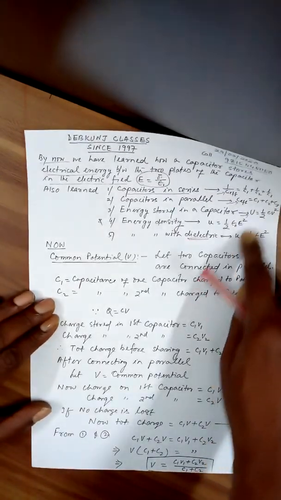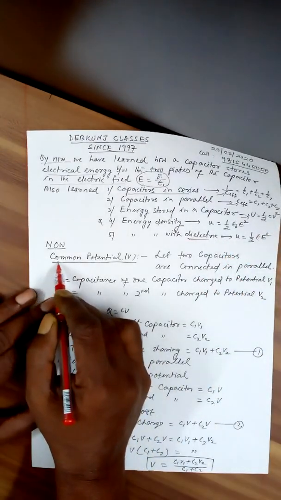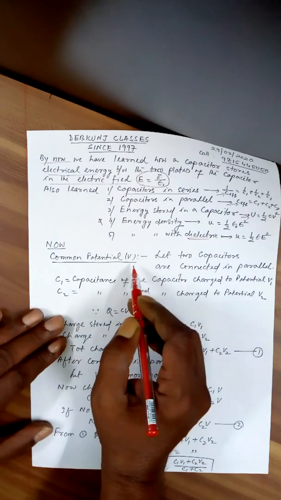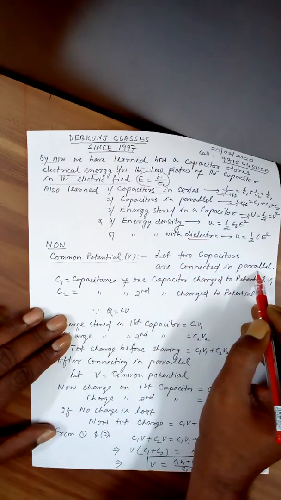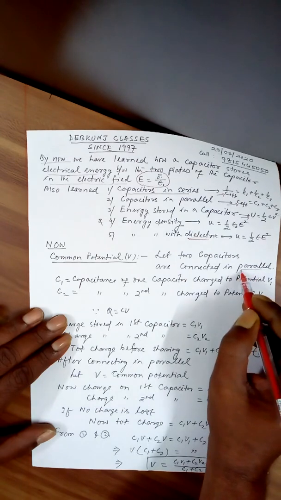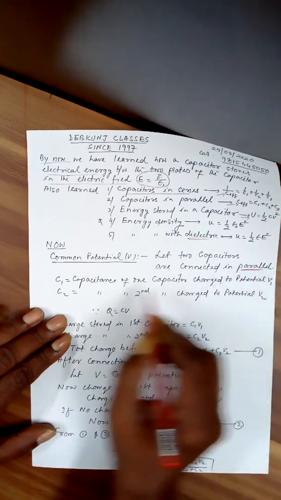Now, a common potential. Let the two capacitors be connected in parallel, and you know what a parallel combination is, it was already explained.